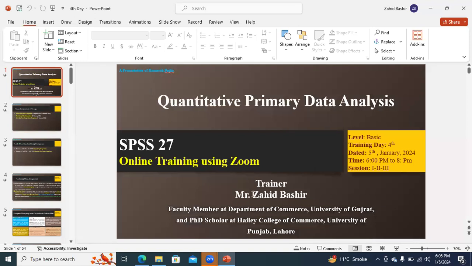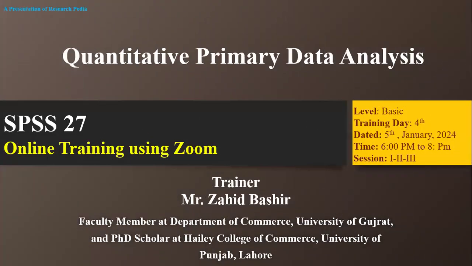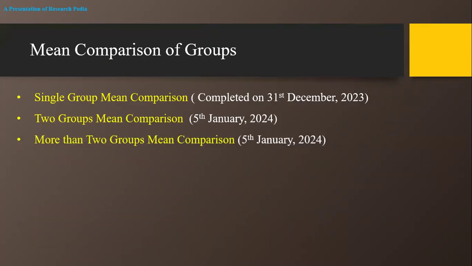Previously, we have discussed single group comparison where we learned the process through measured at once and measured twice. Today we are going to learn the procedure of two group analysis with the learning objective of mean comparison. This is the fourth day of quantitative primary data analysis at the basic level. Myself, Zahid Bashir, your trainer. Previously, we discussed single group mean comparison, completed on 31st December 2023. Today, we will discuss two group mean comparison as well as more than two group mean comparison. Both of them are advanced forms of single group mean comparison.